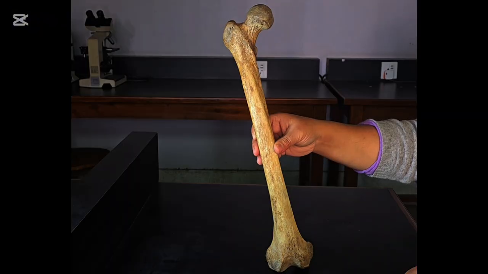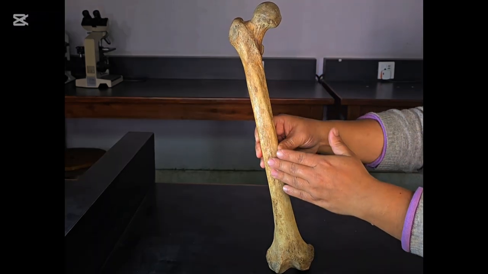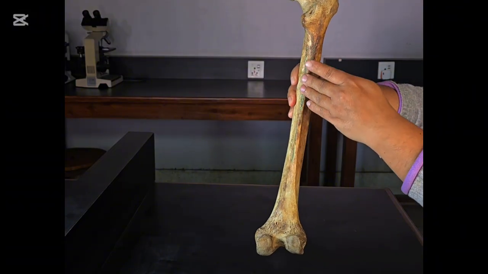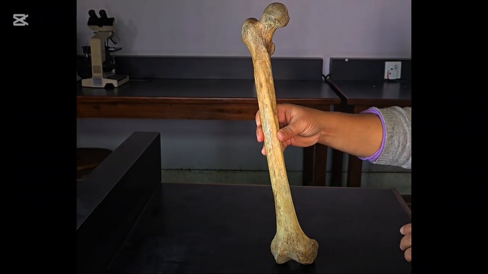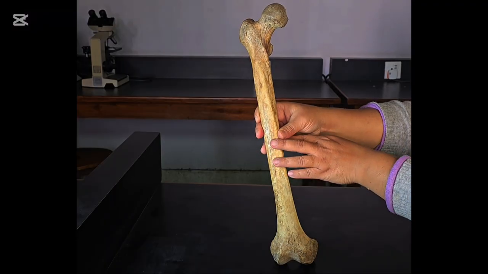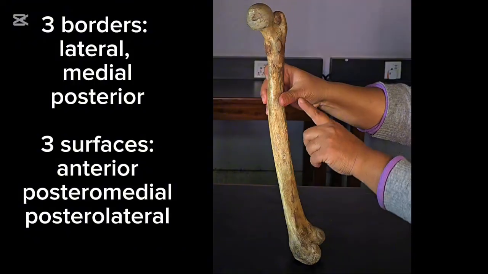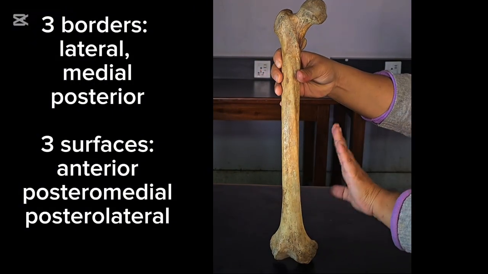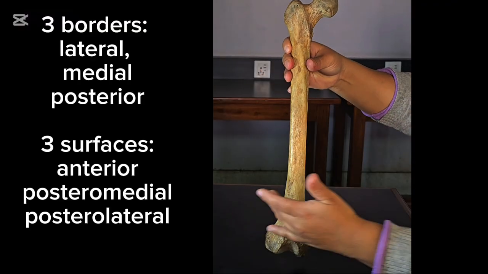Shaft. Shaft is long and cylindrical part of the femur situated between the two ends. The shaft on the anterior aspect is smooth and convex. A rough vertical ridge is present on the posterior aspect, which is known as linea aspera. The cross section of the shaft is triangular and has three borders: lateral, medial and posterior border, and three surfaces: anterior surface, posterior-medial surface and posterior-lateral surface.